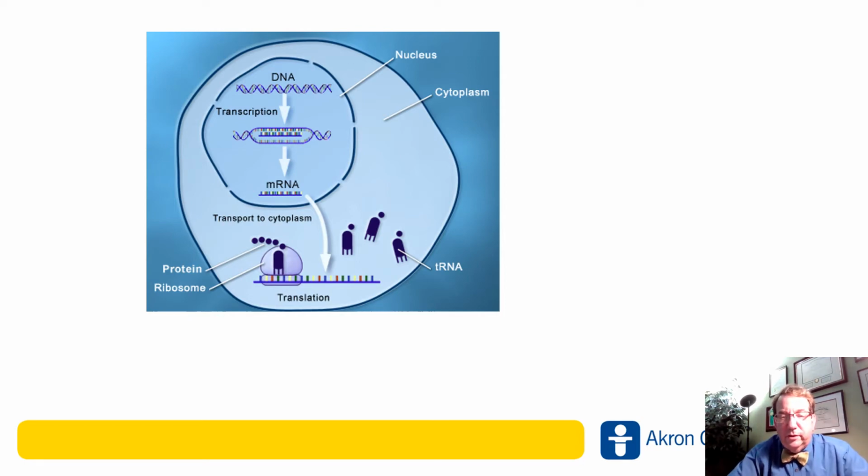This is another cartoon representation of what all this would look like. DNA is stored in the nucleus. It is unraveled and transcribed into messenger RNA. This messenger RNA leaves the nucleus into the cytoplasm, and enters a part of the cell called the ribosome.